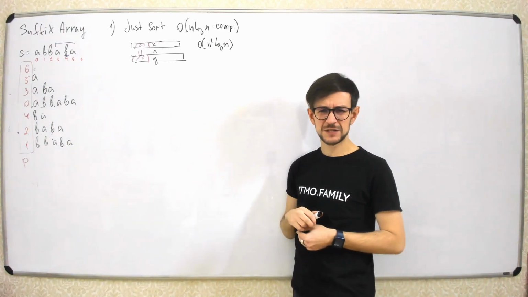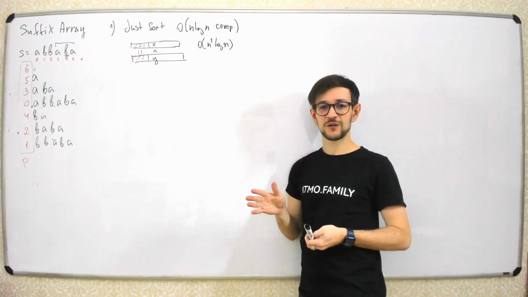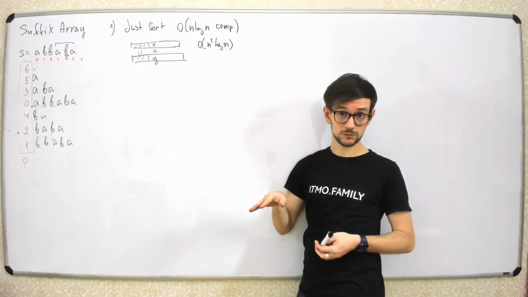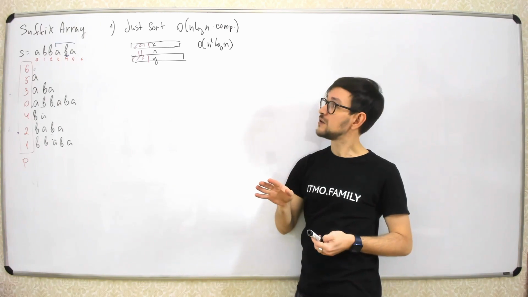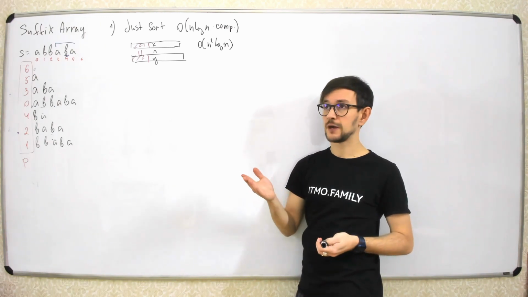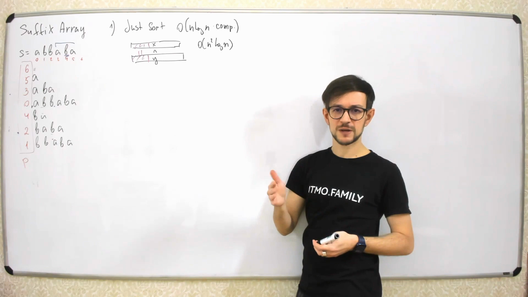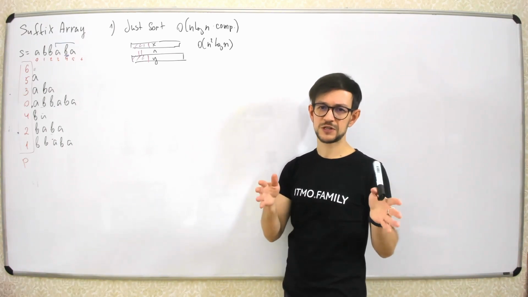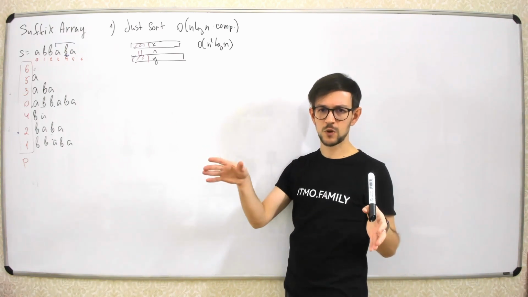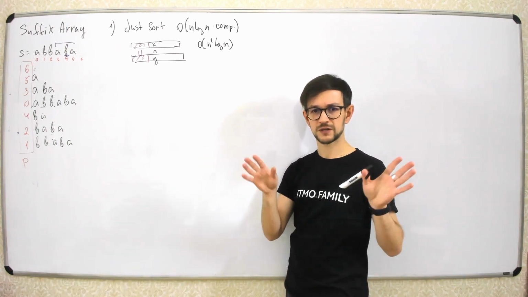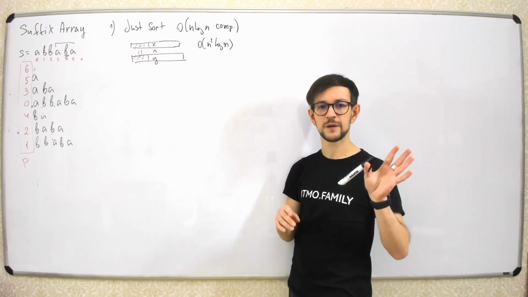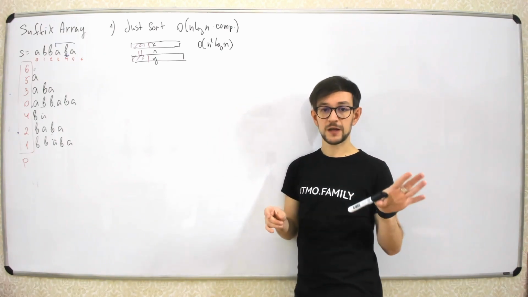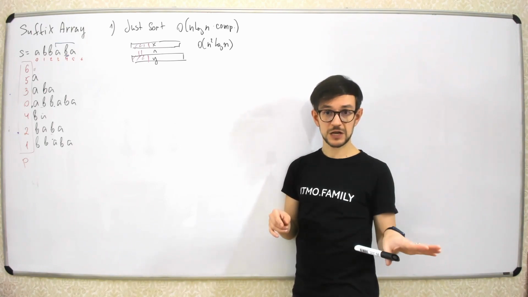But actually, in some cases, it's a legit algorithm. If your string is pretty random, for example a DNA sequence, which is pretty random, with some blocks of equal data but pretty much random, then the complexity of the comparator is actually small.